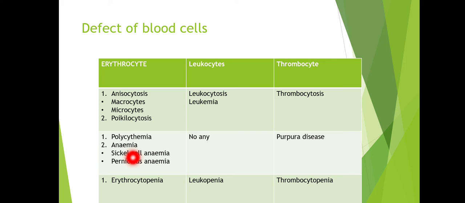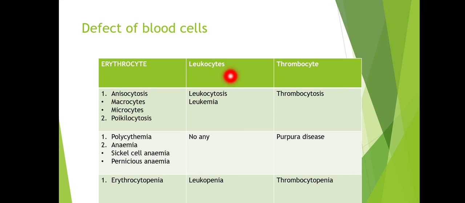Anemia can be of two types, sickle cell anemia and pernicious anemia. In sickle cell anemia, the shape of the RBCs gets converted to sickle shaped, so that they can carry less oxygen. This condition is known as sickle cell anemia. Then pernicious anemia means the quantity of RBCs is decreased. Erythrocytopenia is the decrease in RBCs.